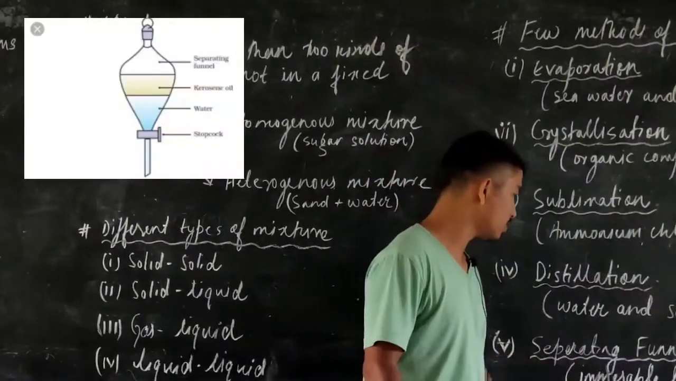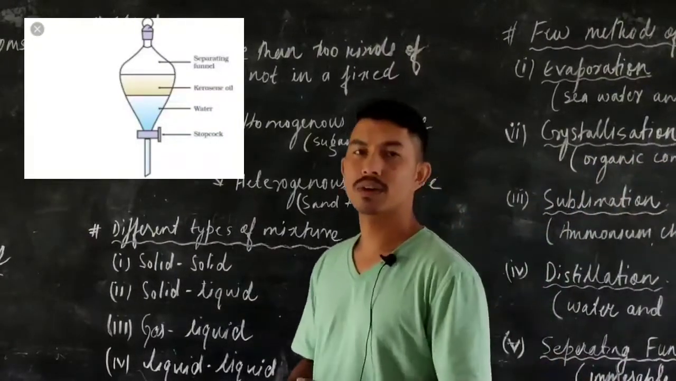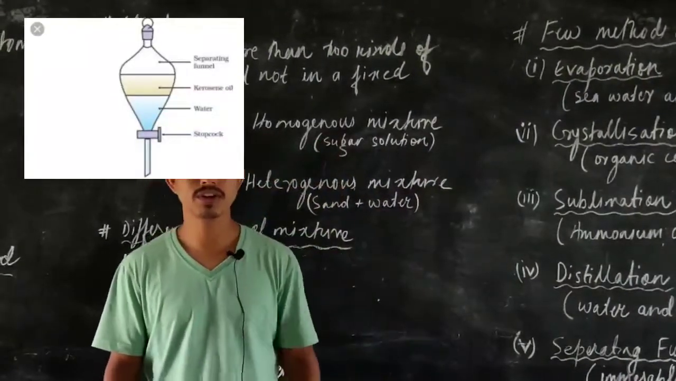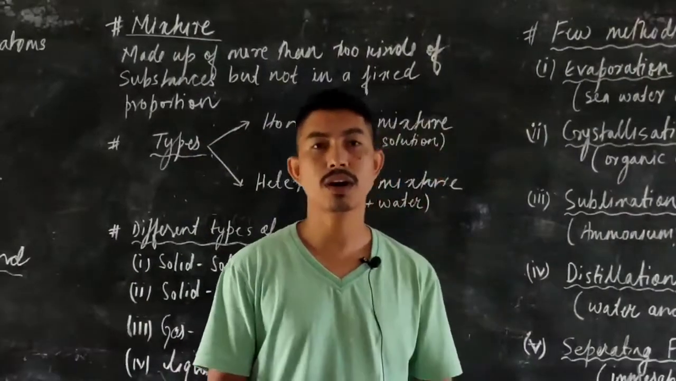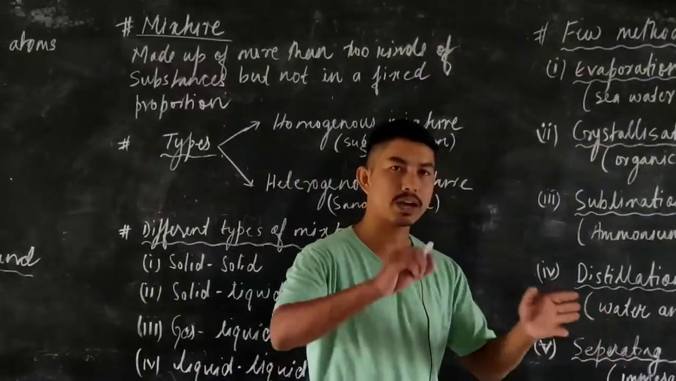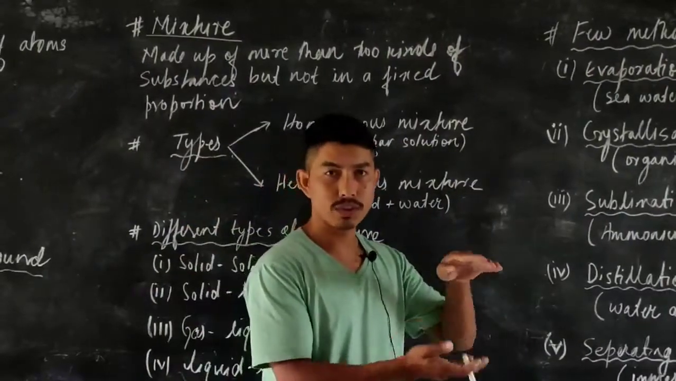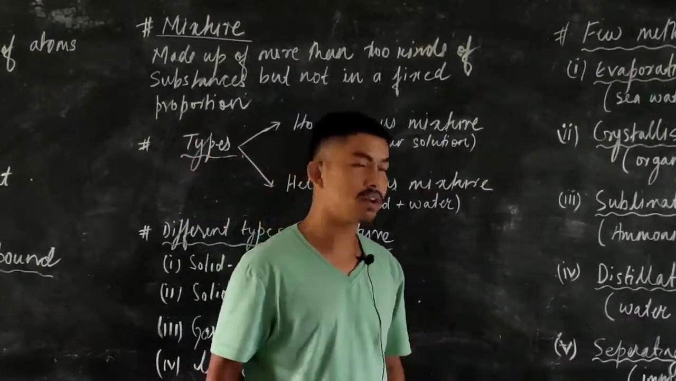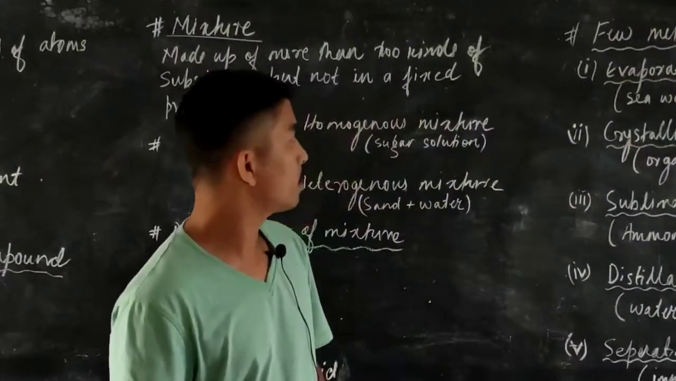And coming to the last one, the separating funnel. The separating funnel is a special device by which we can separate two liquids which are immiscible. For example, if you have kerosene and water, what can you do? You can pour the given solution in a separating funnel and open the nozzle. Thus the water, which is heavy and settled at the bottom, moves out and only the kerosene is left behind. So these are a few of the methods of separation of a mixture.